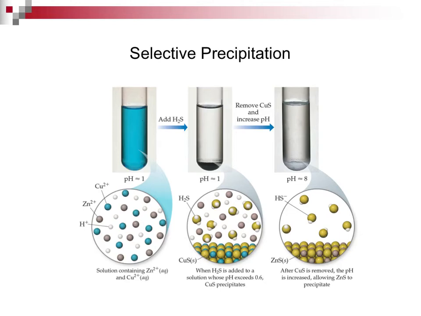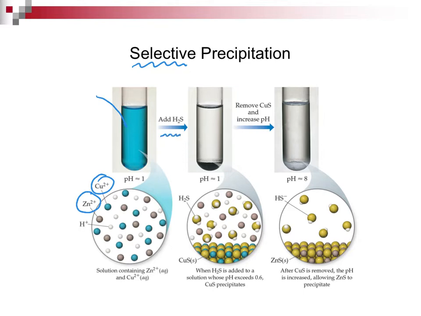The first example taught whether a precipitation would occur or not. This second example talks about how we can selectively separate things. This solution has copper and zinc ions. They've shown some pictures right here. You have to decide what order you will add specific reagents.